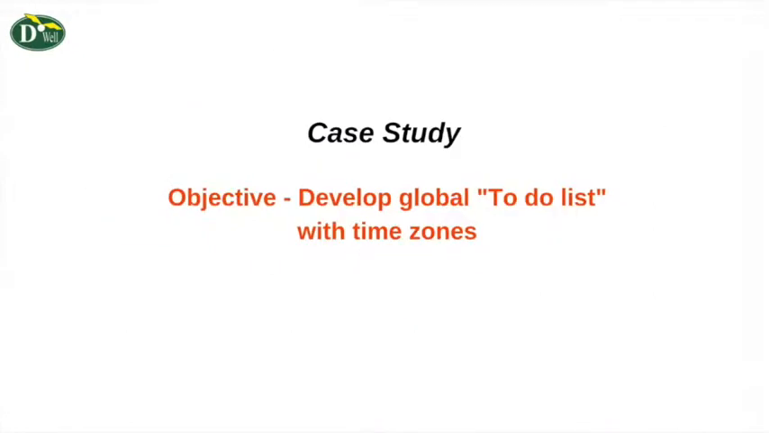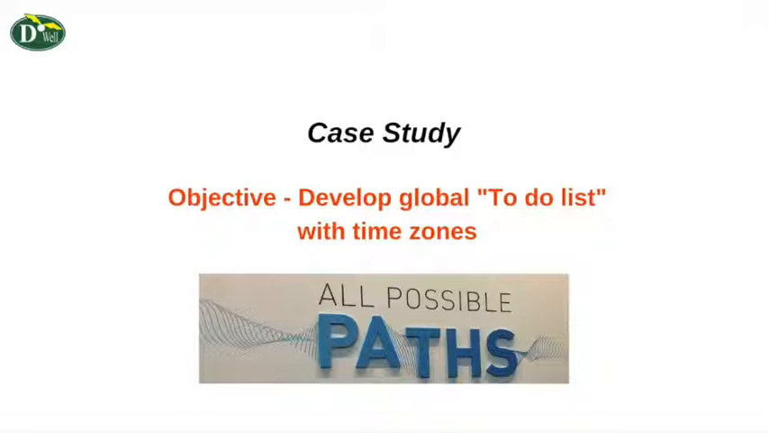I explain through a case study which we have done recently for our client. The objective of this study is just to develop a to-do list in different time zones. It's an app the client wants to develop. Strategically, we name it all possible paths. That means we have to collect all the possible paths of a user to use a to-do list.